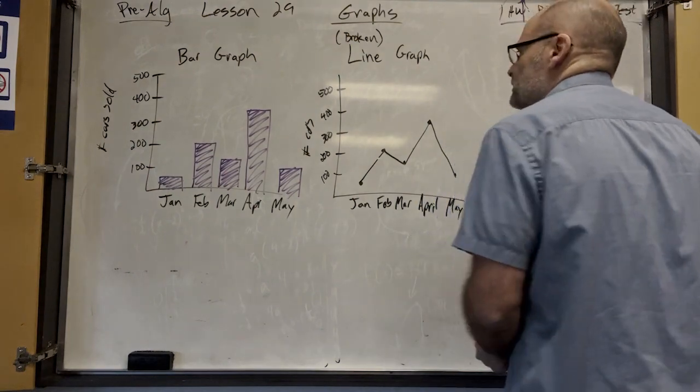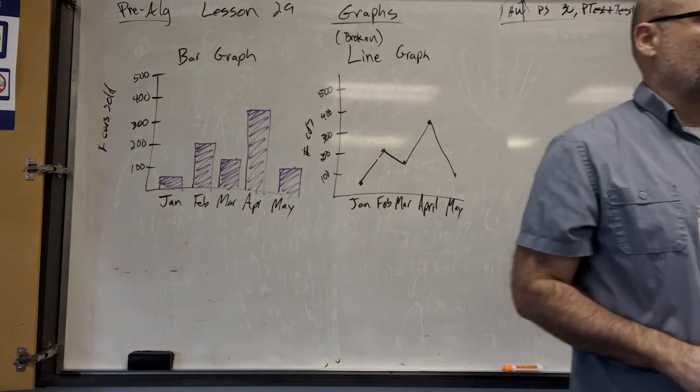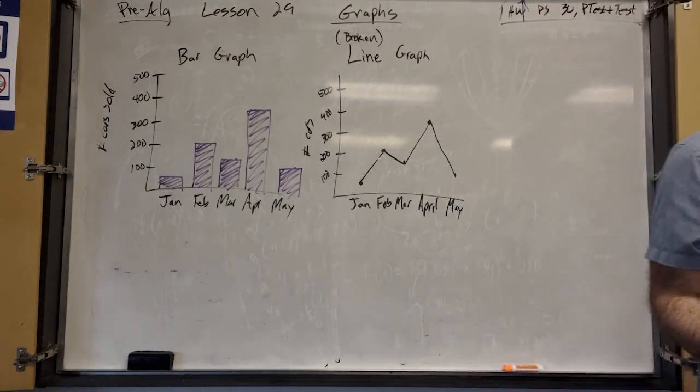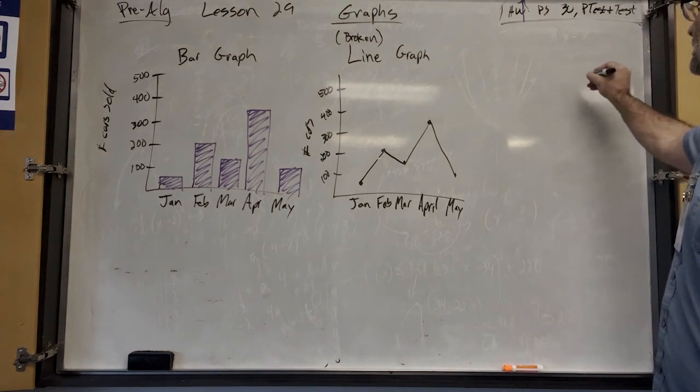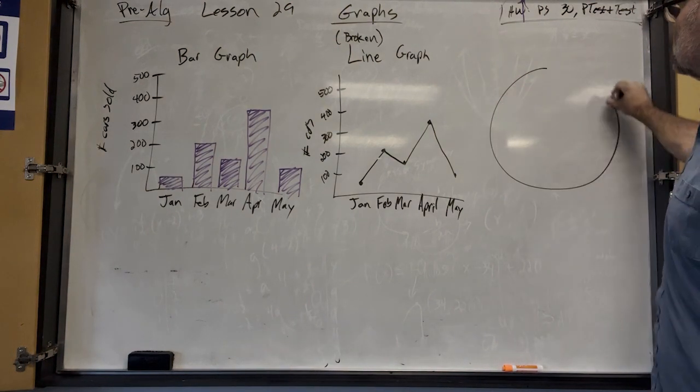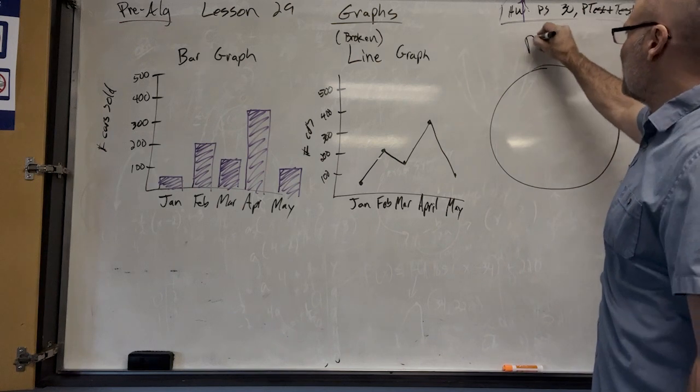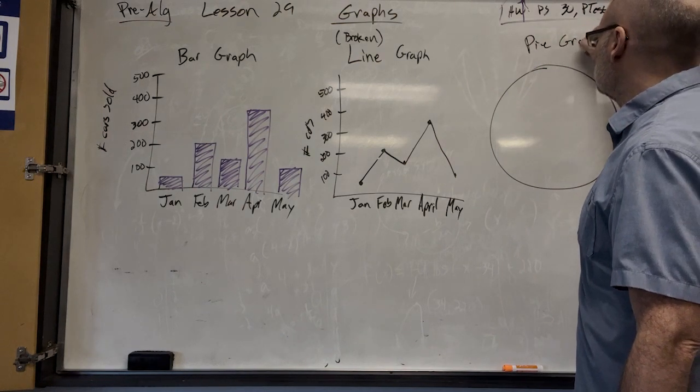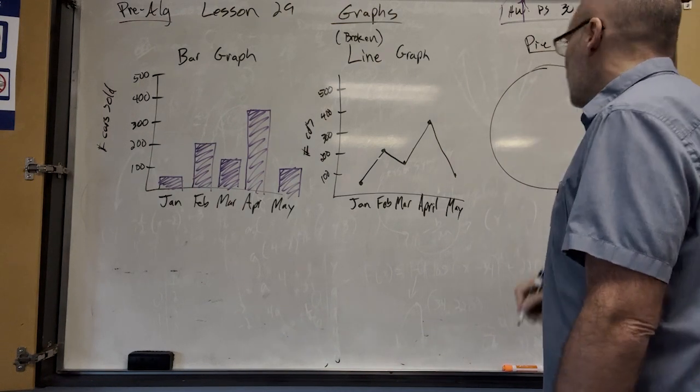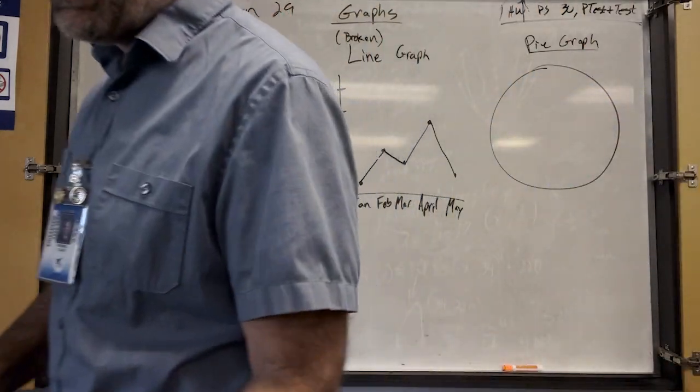I like the bar graph better. Okay, there's a third type of graph. Can you think of it yet? Circle graph. Pie graph or circle graph, it means the same thing. Now, a pie graph, what does a pie graph look like?